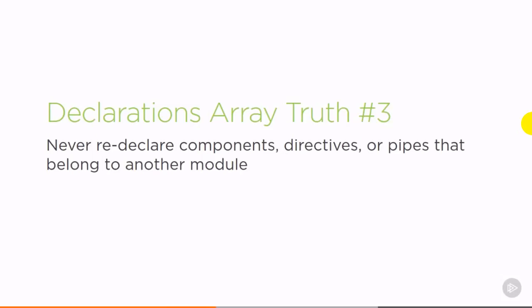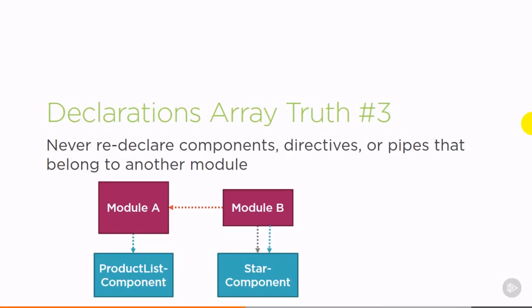This is a corollary to truth number 1. If we redeclare, then the component, directive, or pipe no longer belongs to one and only one Angular module. For example, the star component directive belongs to Module B, so we should never redeclare star component in Module A. We should only declare components, directives, and pipes that belong to this module.